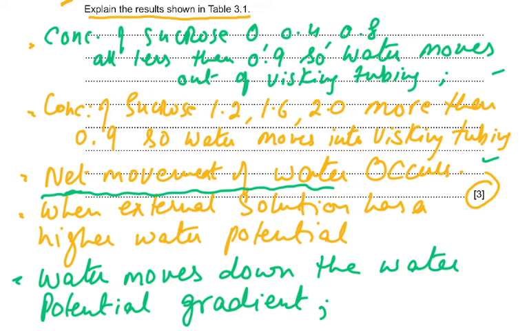So net movement of water is a very important phrase that you must use whenever there's such a question. When the external solution has a higher water potential, then water moves down the water potential gradient. So basically you have to use the words water potential gradient and higher water potential. When is there a higher water potential? Now these are all biological terms, and you can only give them if you know about them.